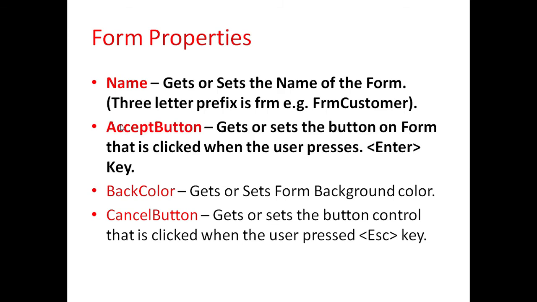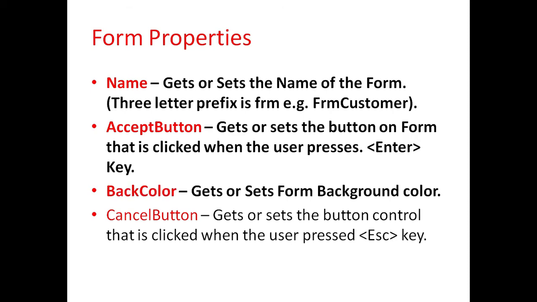Next is accept button, which is used to get and set the button on the form that is clicked when the user presses the enter key. As you know, there are different buttons on your form. If you want to set one button as an accept button, then whenever the user presses the enter key, it will execute the code behind that button. You can set this using accept button.